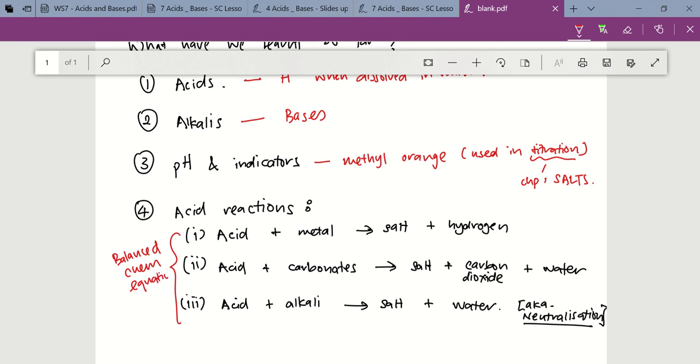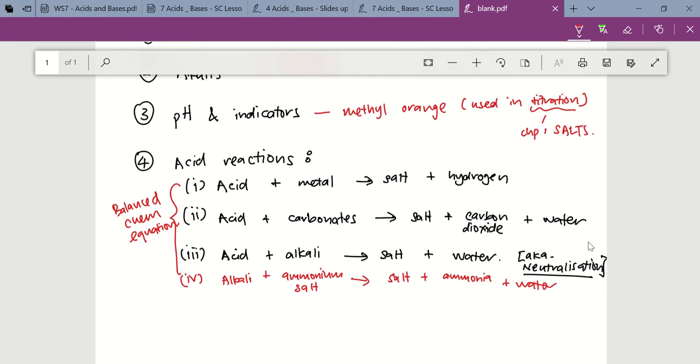And there is one more reaction that you will learn in upper sec, which is alkali plus ammonium salt. It produces salt plus ammonia gas plus water. So this is one more reaction that you'll be learning in this chapter.